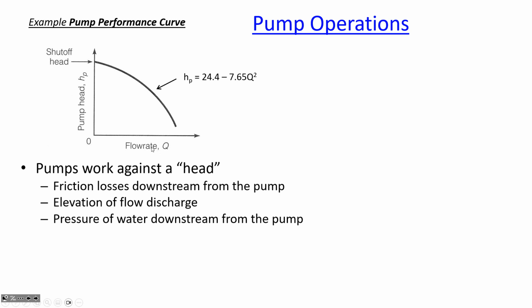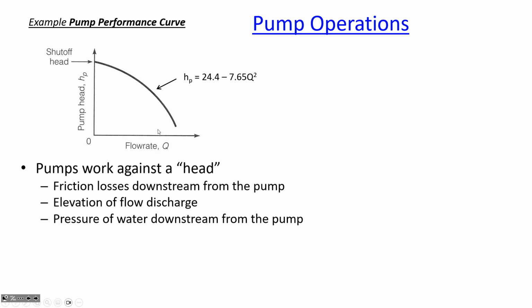But then as the flow rate increases, there's a certain factor. Here it's 7.65. There's a coefficient that allows us to calculate with each unit increase in flow rate how much the shutoff head is declining. And you'll notice it's squared. It's Q squared. So there will be some curve, and we can get that from the manufacturer of the pump, what the equation or the curve looks like.